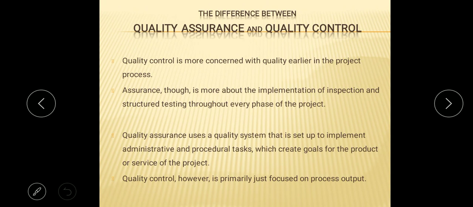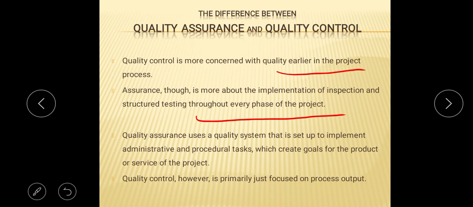Now, the difference between quality assurance and quality control. The difference between quality assurance and quality control is subtle but significant, although both terms are often used interchangeably to describe the quality management of the project's product or service. The difference is a matter of where the focus occurs in a project. Quality control is more concerned with the quality earlier in the project process, and quality assurance, though, is more about the implementation of inspection and structured testing throughout every phase of the project. So, throughout every phase of the project, and quality control is done earlier in the project process. So, these two are very important things.